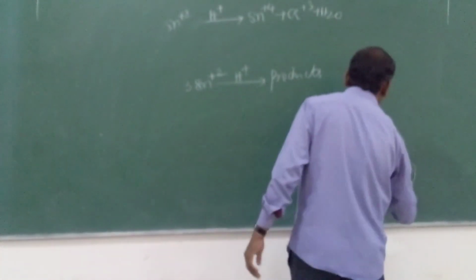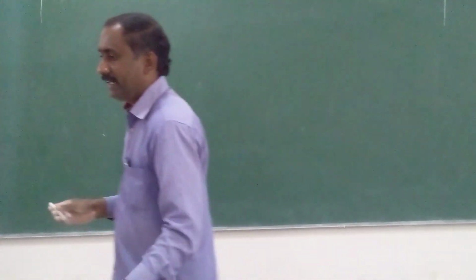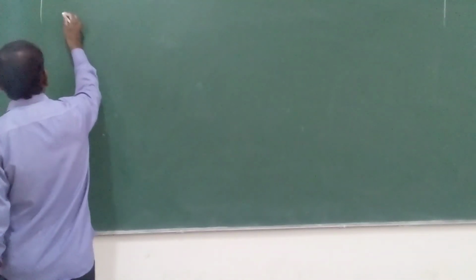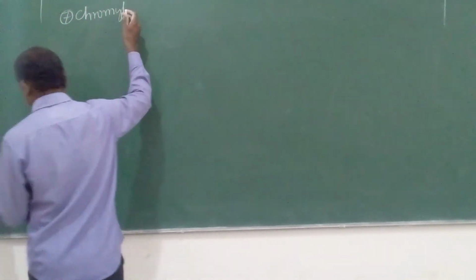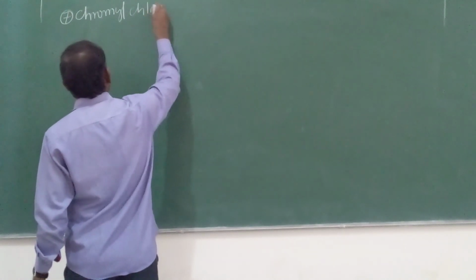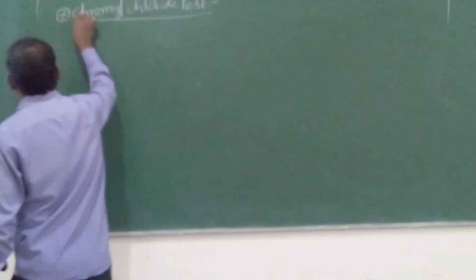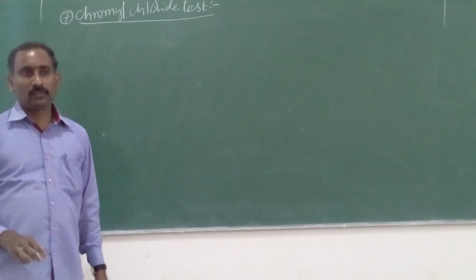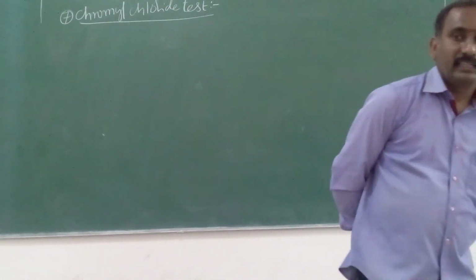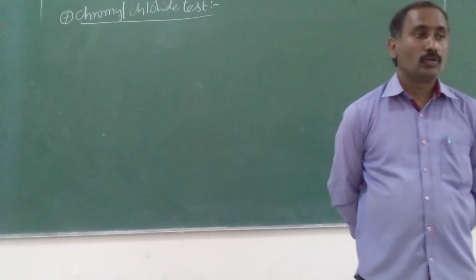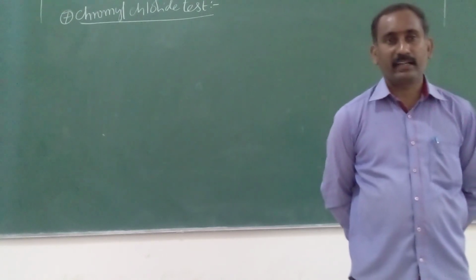Next, property number 7: chromyl chloride test. Anyhow, it is not in the textbook, but you have to write it down. Property number 7, chromyl chloride test. There you have to write down: it is the confirmation test for chloride radicals.